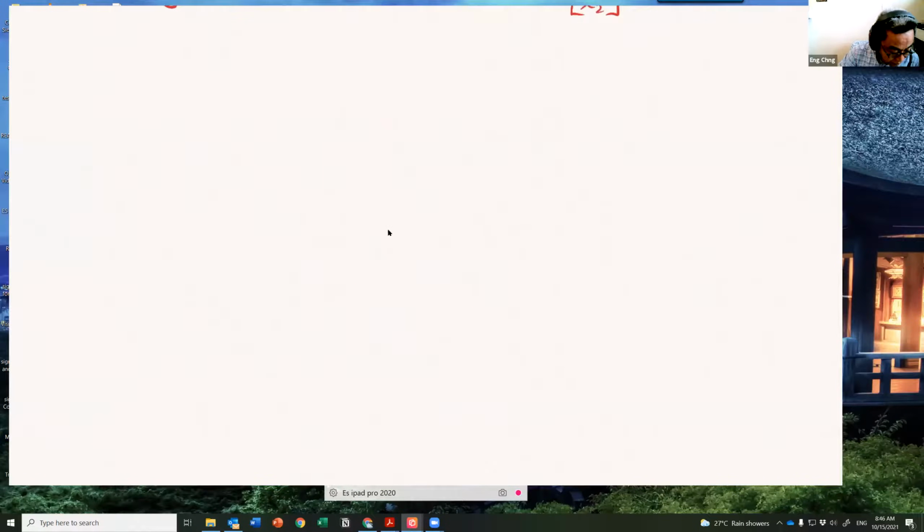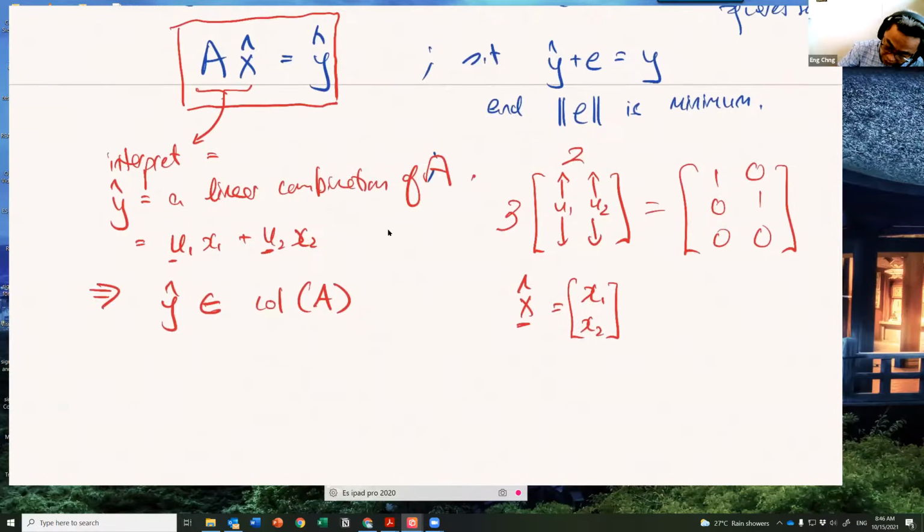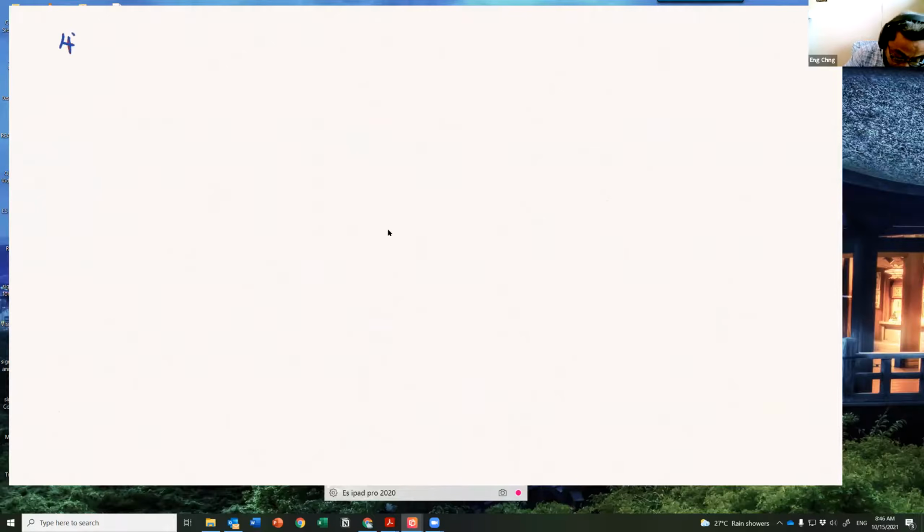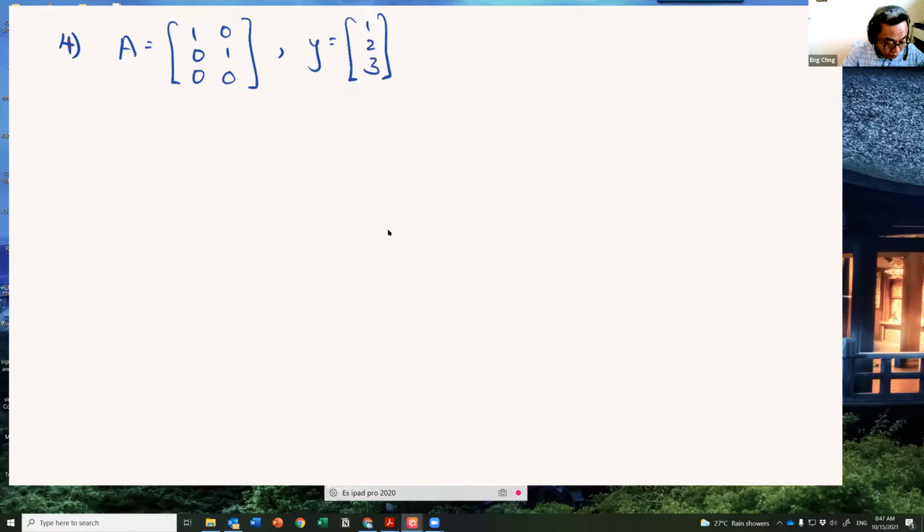So first, I'm going to draw the pictures for you. So I'm now in number 4. And let me try to remember what is our A here. It is 1, 0, 0, 0, 1, 0, and our Y is equal to 1, 2, 3. We would draw our picture now, and we'll draw this one first.